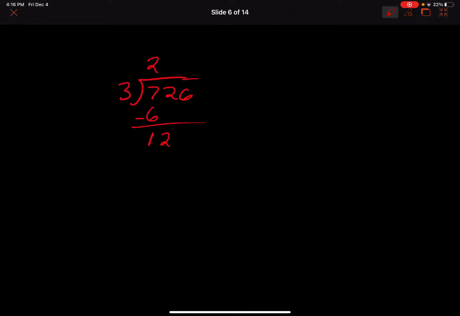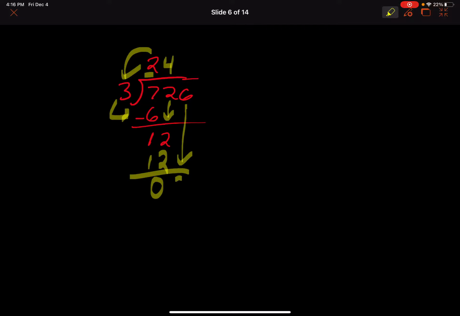Okay, so what's happened here is I have that 2 from the 100, and what's really happened is I've gone 2 times 3, and that's 6. Okay, then I have brought down that 2. So I have 12 there. Now I have multiplied by 4, which is 12. And then that's 0, so I'm going to bring down that 6.